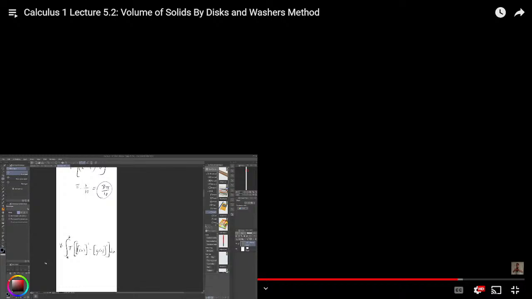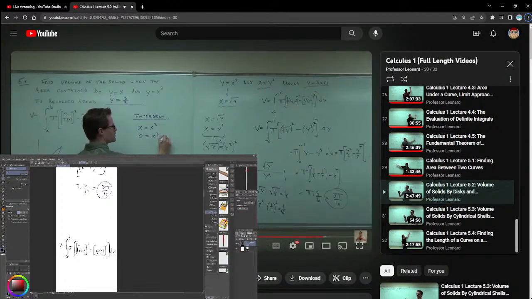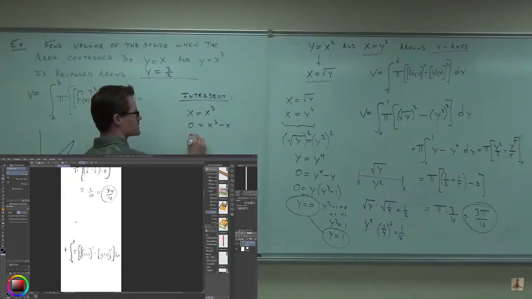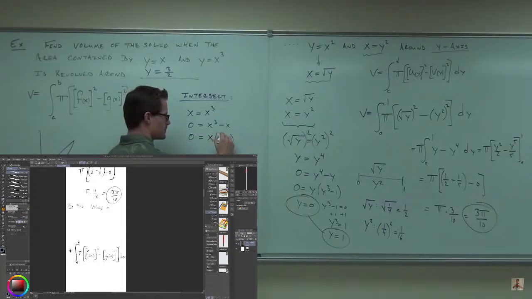Okay, so if I set them equal, I would get x equals x cubed. I would get 0 equals x cubed minus x. I would get 0 equals x times x squared minus 1. For the sake of keeping it easy, I'm just going to focus on the positive here. We're going to get 0, 1, and -1.